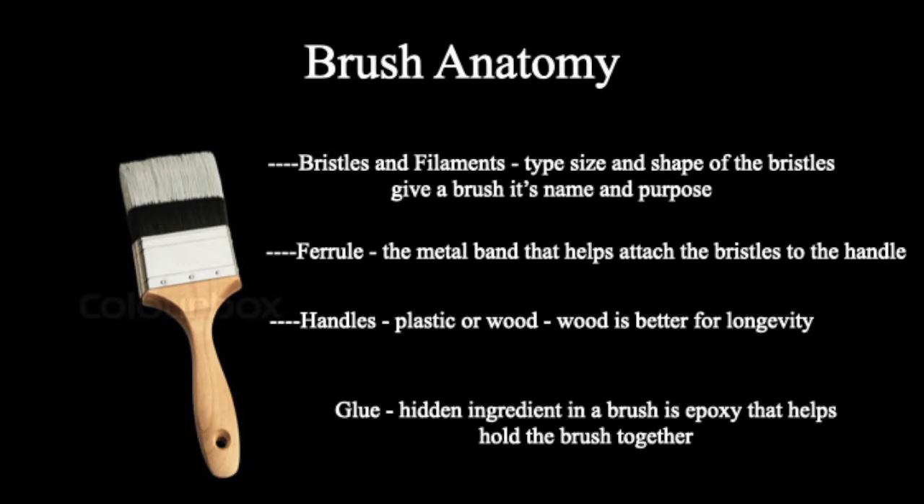Brush anatomy, bristles and filaments. The type, size, shape of the bristles give it a name and its purpose. A ferrule, the metal band that helps attach the bristles to the handle. Handles, plastic or wood. Wood is better for longevity. Glue, the hidden ingredient in the brush, is the epoxy that helps hold the brush together.